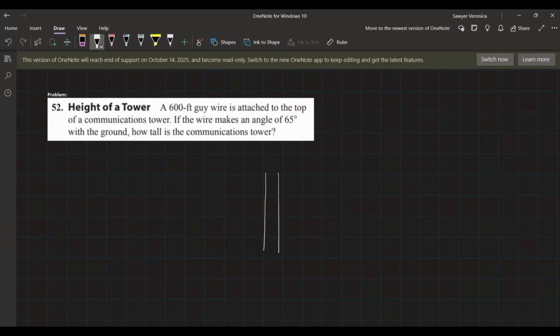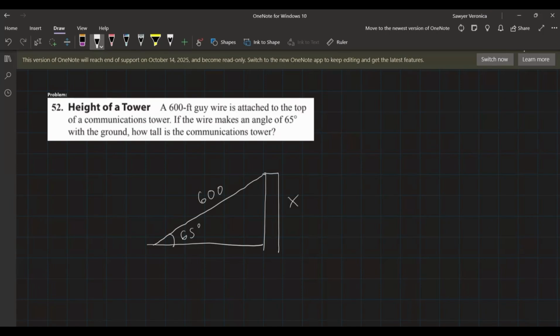This is the tower. And there's a wire attached to the top. It makes an angle with the ground. This over here is 65 degrees. The wire is 600 feet. And how tall is the tower?